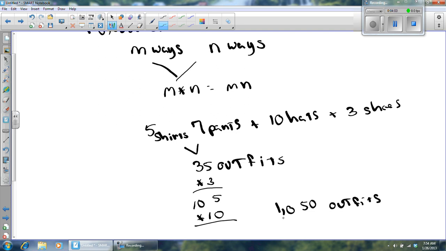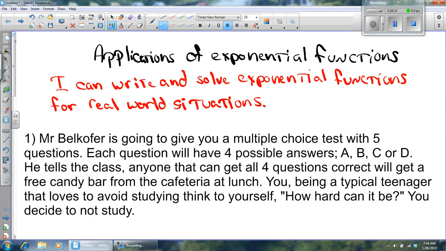So I don't know about you, but I really don't want to do it the way you did it in fifth or sixth grade, where you made a little tree to figure out the answer. I mean, that tree method is great when the numbers are small, and it's a great visual way to understand what's going on. But now that we're getting into high school math, I definitely don't want to do it that way. I want to do it using math, the fundamental counting principle, because a tree with 1,050 branches is going to take a really long time to draw. All right, so let's get back to the problem.